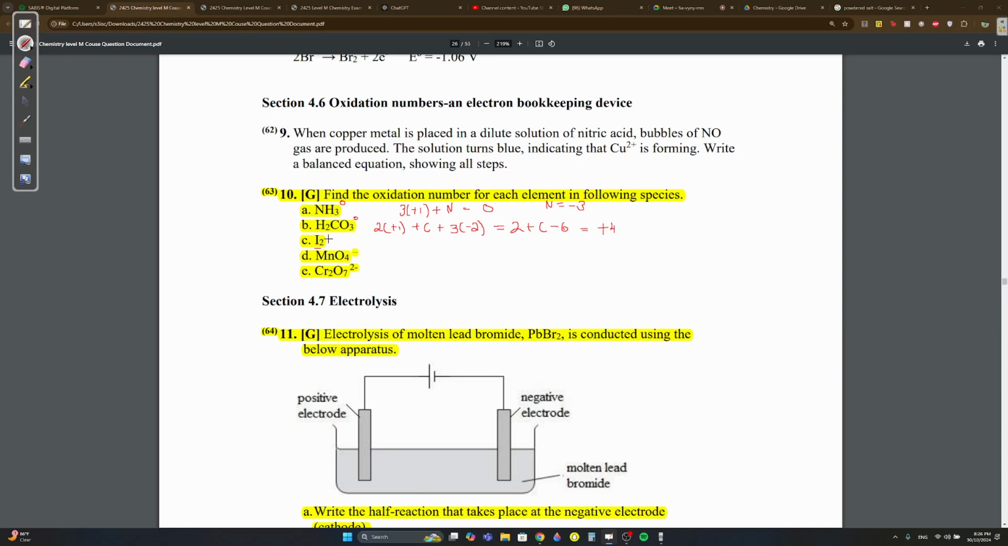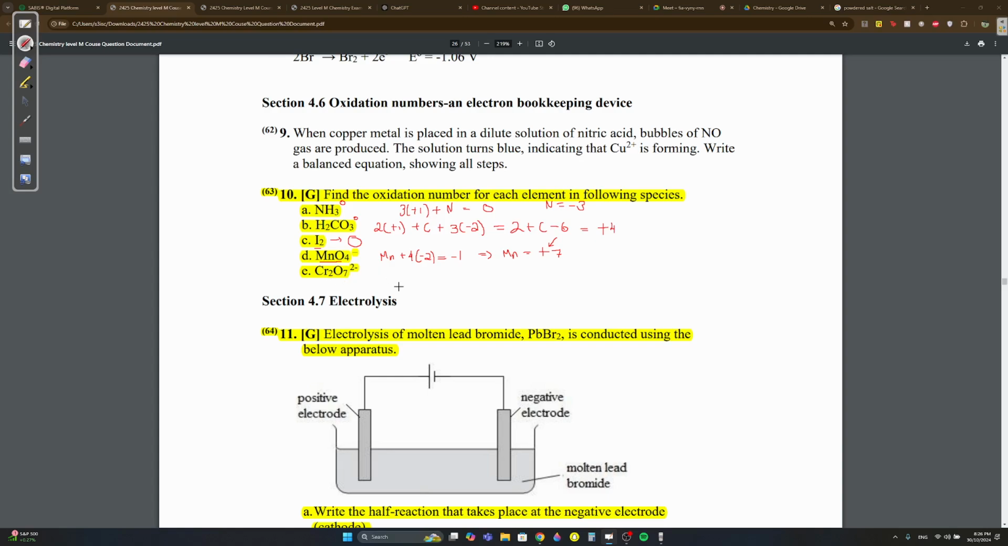I2, it's an element, not in a compound. So what would it be? Directly 0. MnO4 minus, its total charge is -1, right? Let's start. Manganese, we don't know what it is. We need to find it. O4, it's 4 times each oxygen. How much is each oxygen? -2. And when you add them, how much do you get? -1. Okay? So you're going to get Mn is equal to +7 if you solve this equation. Even if it's just 7, you have to put plus. Okay? Always.